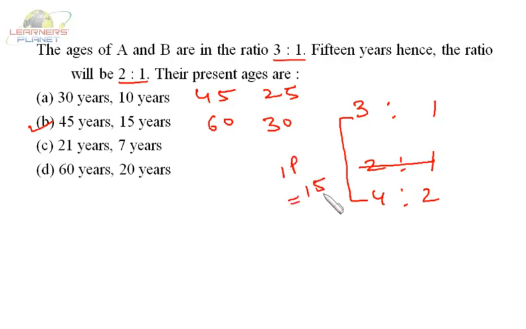Now this is actually 1 part, or actually it is 15 years. So 1 part is 15, that means 3 parts is 45, and 1 part is 15, so it is 15. So 45 and 15 are their present ages. Okay friends, so I have mentioned here two techniques or two types of solutions. You can choose whichever according to your convenience. Okay, let's do the next problem.